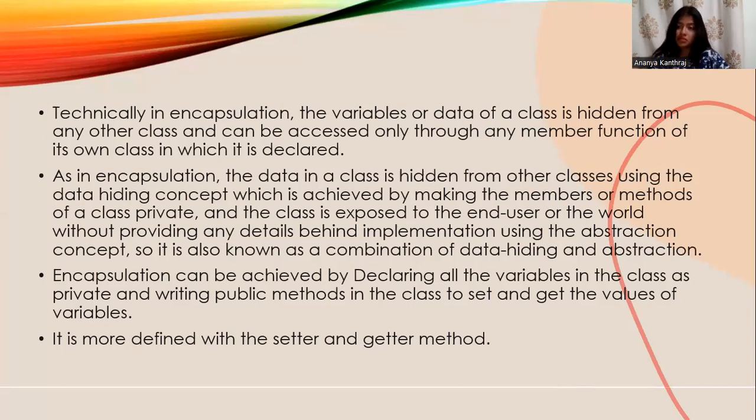So when we look into the implementation, it comes under the combination of data hiding and abstraction. Encapsulation can be achieved by declaring all the variables in the class as private and writing public methods in the class to set and get the values of the variables. It is more defined with the setter and getter methods, which were already mentioned in the advantages.